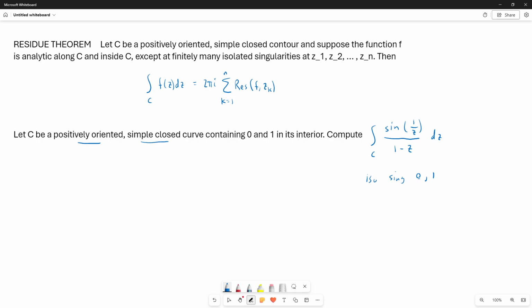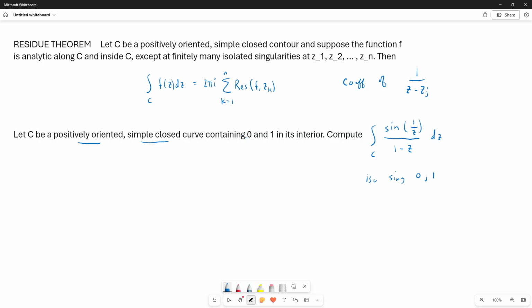So at each singularity, in our case both of these, we have to create a Laurent series for our function, and then the residue is the coefficient of 1 over z minus z_j, where z_j is the singularity. In our case, z_j will either be 0 or 1. So we're going to have two residues, one at 0 and one at 1. We're going to add the residues together and then multiply by 2 pi i.